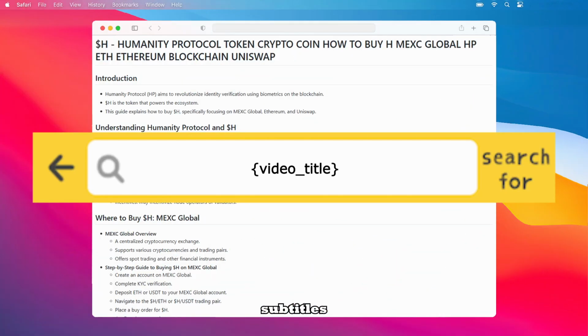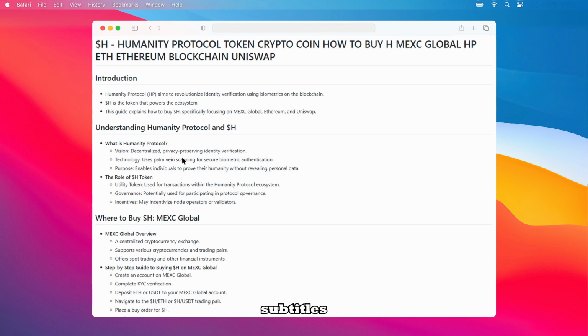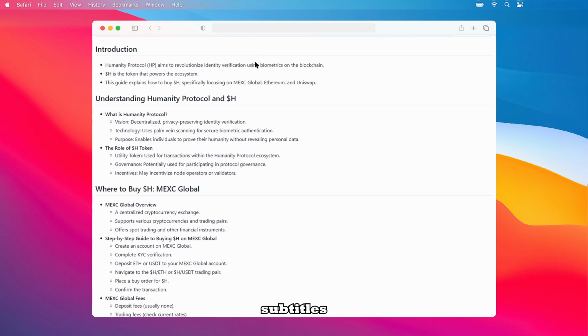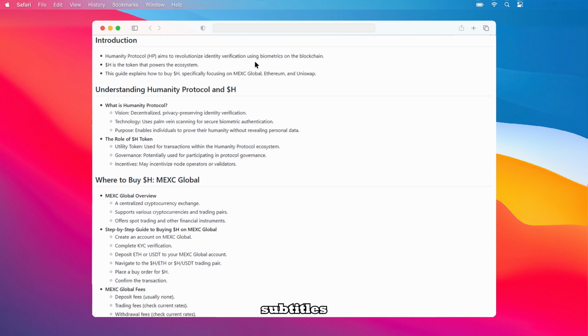Today, we're diving into the world of Humanity Protocol and its token $H. This guide will walk you through buying $H, focusing on MEXC Global, Ethereum, and Uniswap. Humanity Protocol aims to revolutionize identity verification using biometrics on the blockchain, and $H is the token that powers this ecosystem. Let's start by understanding what Humanity Protocol is all about.